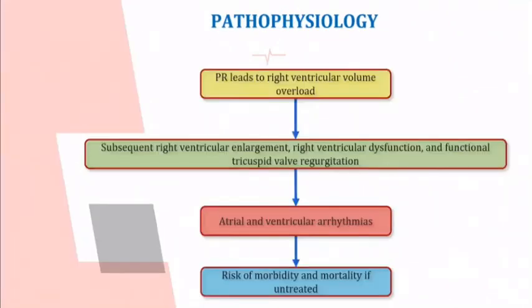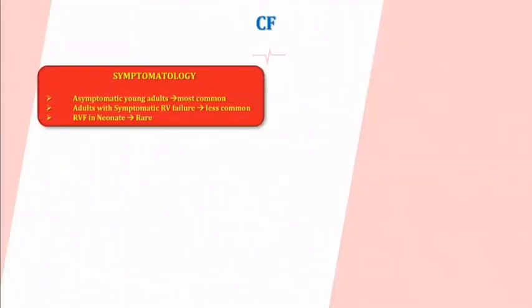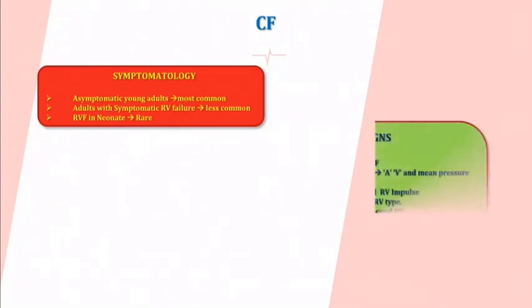Coming to pathophysiology, long-standing, severe pulmonary regurgitation leads to right ventricular volume overload, which leads to subsequent right ventricular enlargement and right ventricular dysfunction, causing functional tricuspid regurgitation. This leads to atrial and ventricular arrhythmias, which contribute to mortality and morbidity. Clinical features: most of the time the patient is asymptomatic unless the disease is very severe, and heart failure in neonates is very rare.